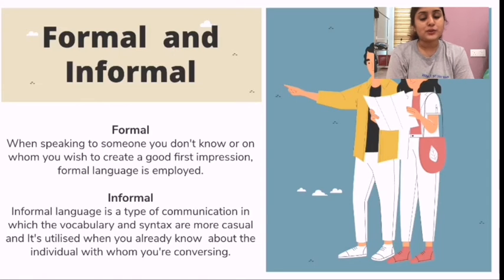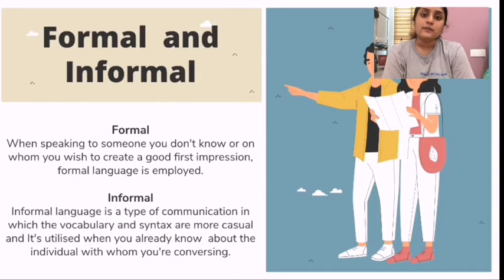Okay, so let's move on to the formal and informal ways of having a conversation. So first, let's see the difference between these two. Formal way is when you're talking to someone you don't know or to someone you're trying to create a good first impression. And this usually happens in an interview when you're trying to impress your interviewer. Or you can use formal way when you're talking to your principal, or maybe when you're making a reservation.